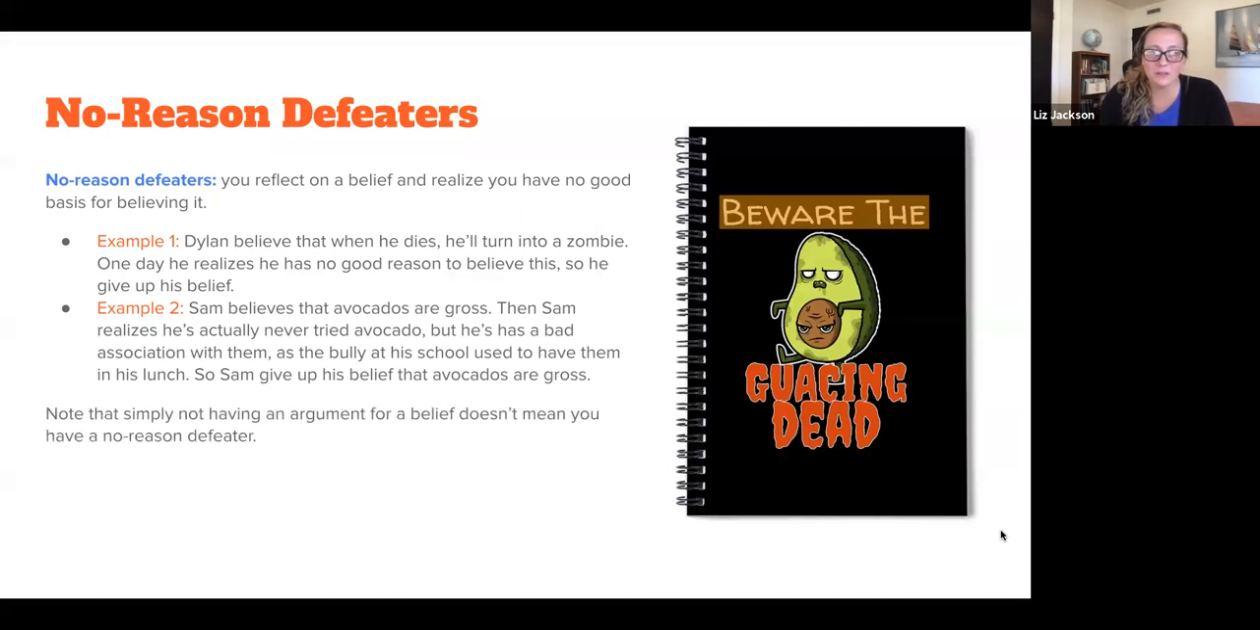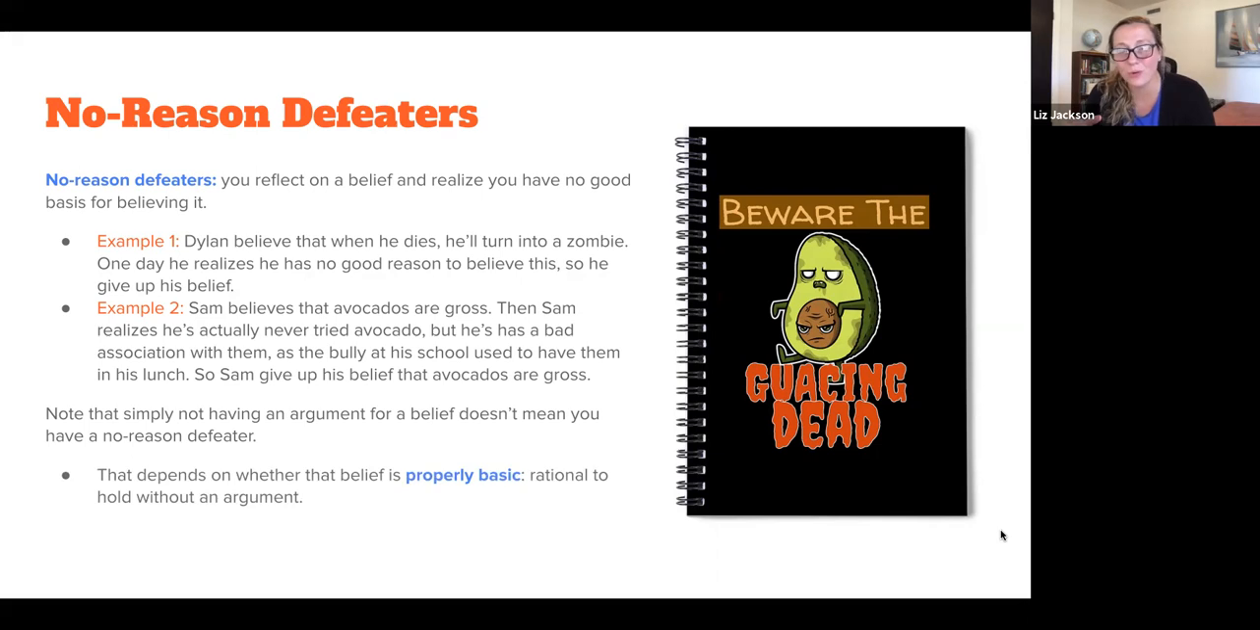Here's a really important thing to note about no reason defeaters. You might reflect on something that you believe and realize that you don't have a good argument for that belief. That doesn't automatically mean you have a no reason defeater. This is going to depend on whether that belief is properly basic. Properly basic beliefs are beliefs that are rational to hold, even if you don't have an argument for them. So maybe basic truths of math and logic are properly basic. You can believe 1 + 1 = 2, even if you can't give a good argument for it.